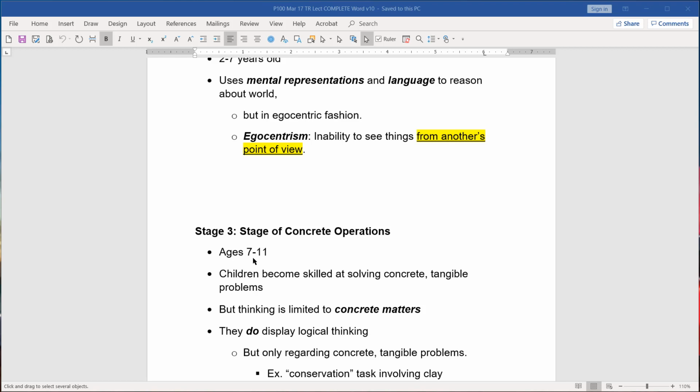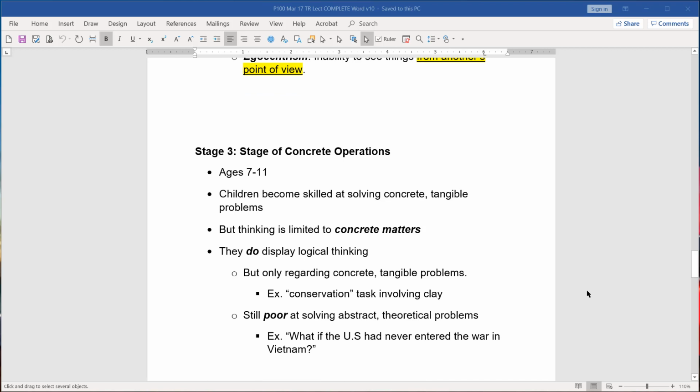This is a child that is good at solving problems, but in this stage, they're only good at solving problems when those problems involve concrete, tangible matters, such as some physical object I can hold in front of the child. If this child is in stage 3, the stage of concrete operations, there are some kinds of tasks that they're not very good at. A child that's in stage 3 is typically poor at solving abstract theoretical problems.